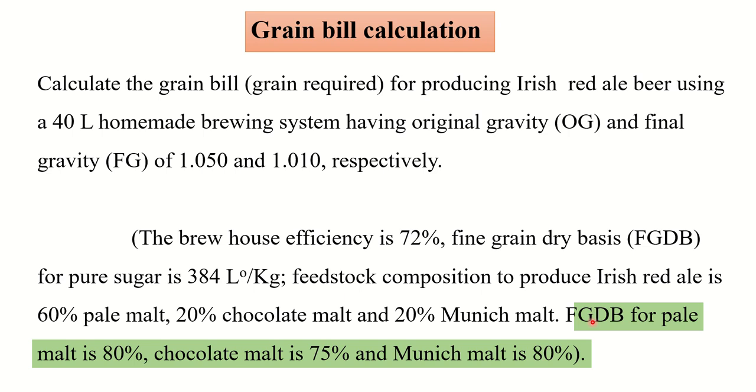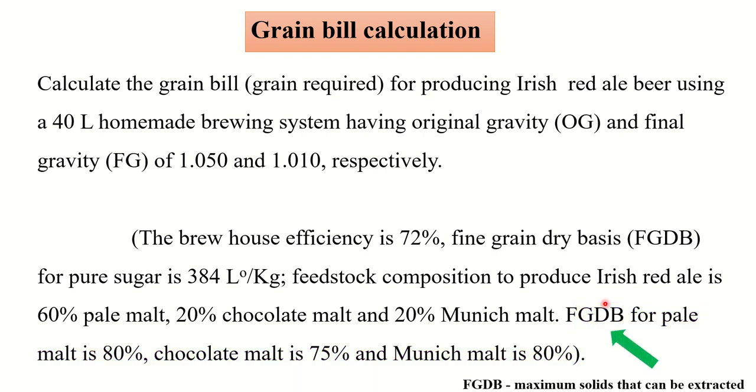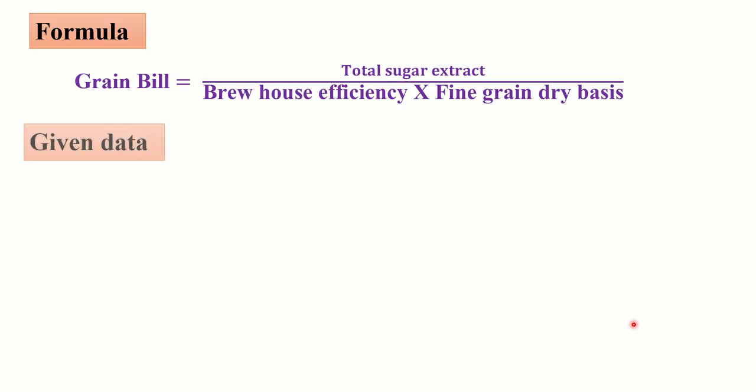To explain more on the fine grain dry basis, it's just a measure of the maximum amount of solids that you can extract from a particular type of malt. Moving on to the formula for grain bill calculation. The grain bill is the total sugar extract divided by brewhouse efficiency and fine grain dry basis.